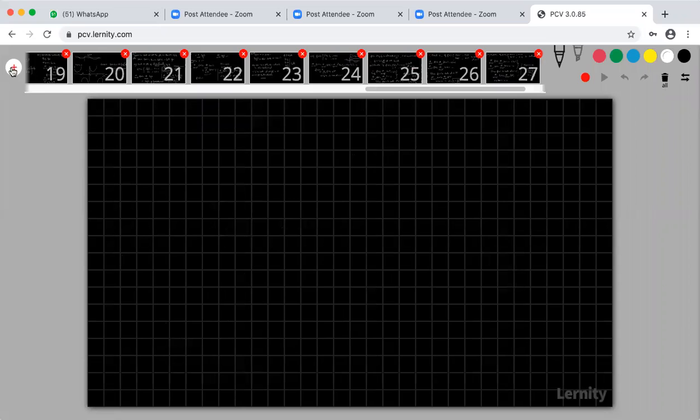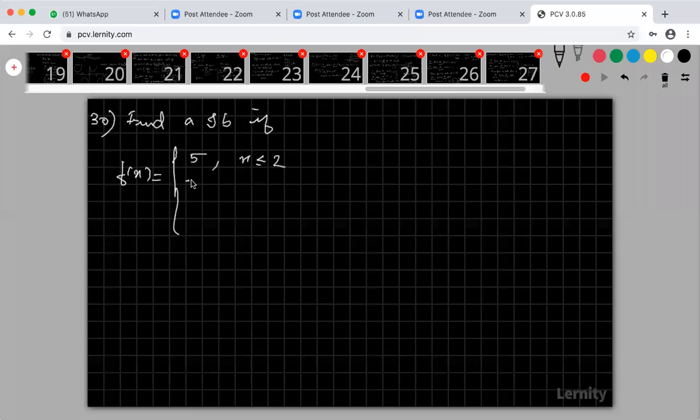Come to the next problem. Problem number 30. Find a and b if my f of x is equal to 5 for x less than 2, ax plus b for 2 less than x less than 10, and 21 for x greater than or equal to 10, is a continuous function.